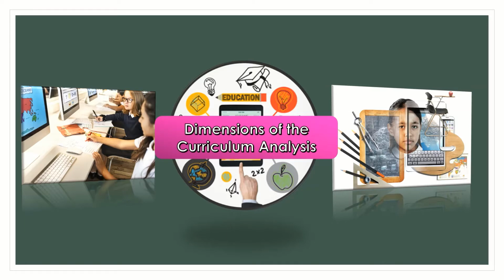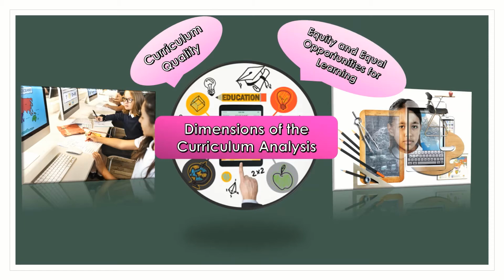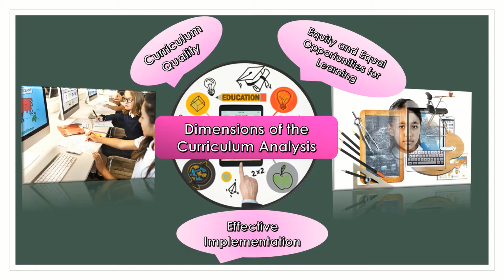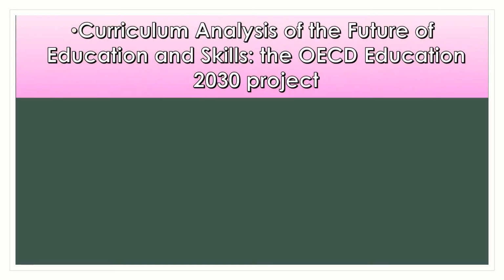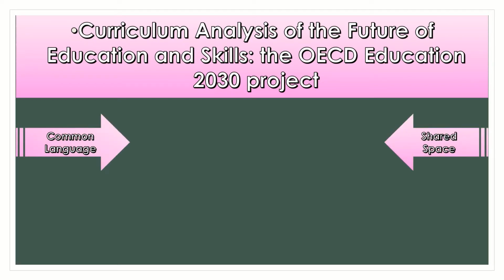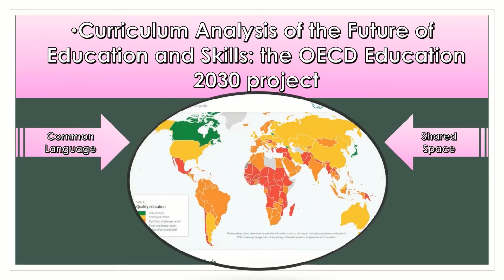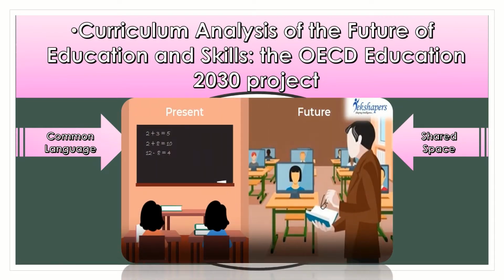These dimensions are curriculum quality, equity and equal opportunities for learning, and effective implementation. Moreover, as I have said, this study is actually part of the curriculum analysis of the future of education and skills, the OECD Education 2030 project, whose major purpose is to develop a common language and shared space within which countries could both individually and collectively explore issues around the design of instructional systems.